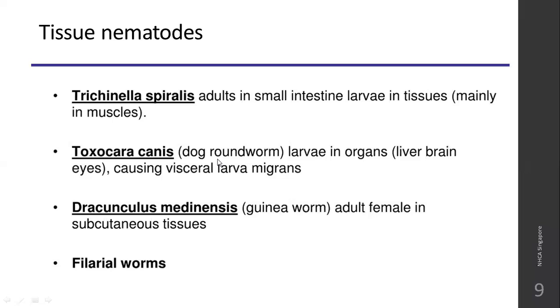Then we have tissue nematodes. They can hatch out in your intestine, but they can migrate to other organs away from your intestine. That's what we call tissue nematodes, because they go into the visceral or the cutaneous areas, where you have subcutaneous tissue. Organ tissue, they can find those areas and go there.